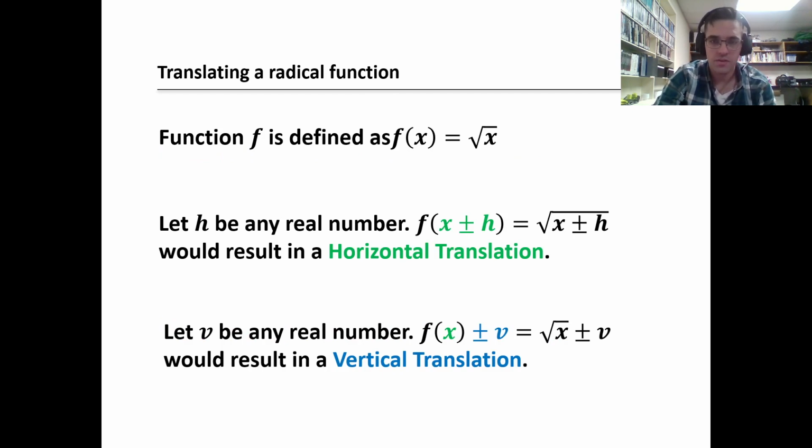So if we add or subtract to a radical function, depending on where we add or subtract, it'll make a different kind of translation. If we add or subtract to the input, such as x plus or minus some number inside of the radicand, that's going to create a horizontal translation. And if the plus or minus is outside of the square root of x, plus or minus some number, that's going to result in a vertical translation.